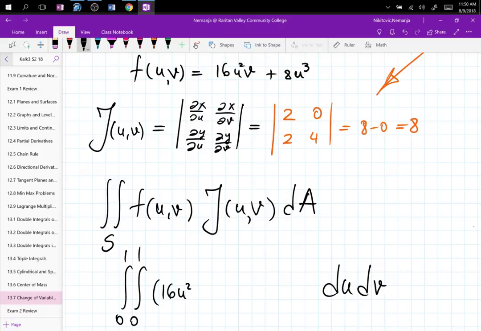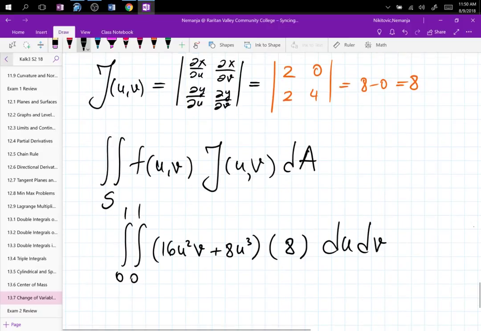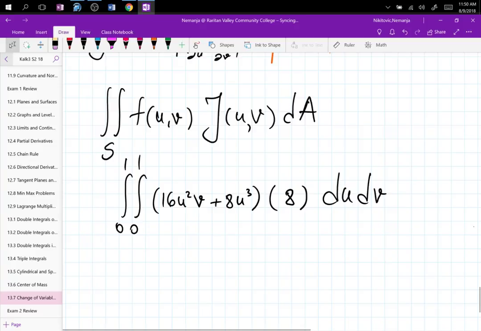We have now the function. That's 16u squared v plus 8u cubed times 8. That's our Jacobian. And now we simplify this a little bit. Well, we don't simplify it, we just kick 8 out. I'm just going to kick 8 out and then integrate with respect to u. I should have done v. I'm switching this. v first, u last.